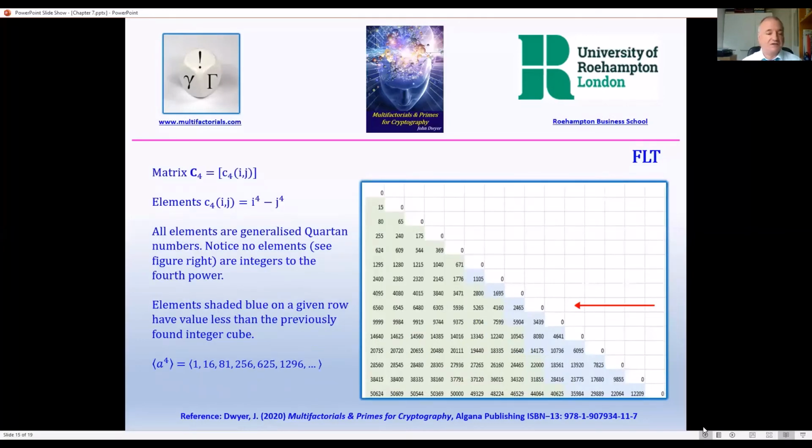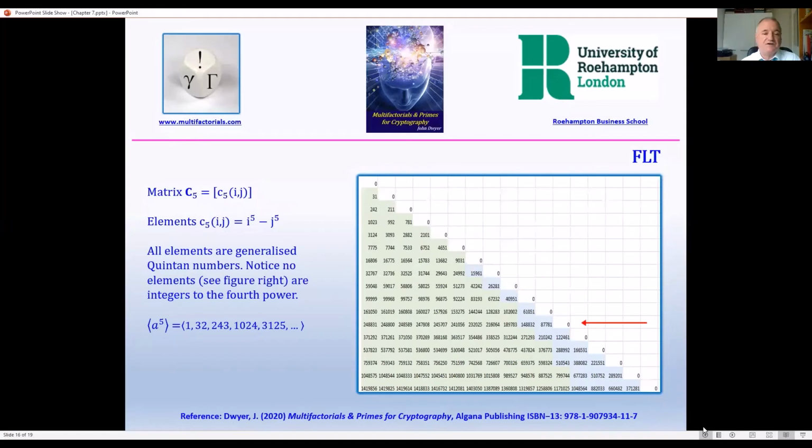C4, pick up another random row. We'll start with that one, which is, I think, the 9th row. 2465 is clearly less than 4096, the previously found integer to the power 4. There's only one of those, but we've shown algebraically that the corresponding x and the corresponding a minus x cannot possibly give rise to an integer to the power 4. Get to the end of the row, 6560, add 1 to that, and that's the next integer to the power 4.